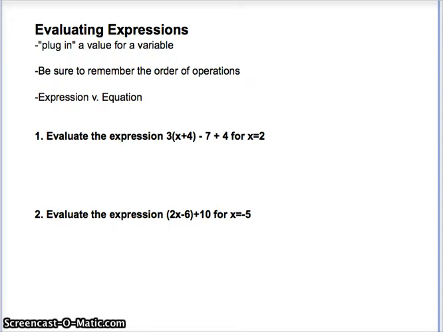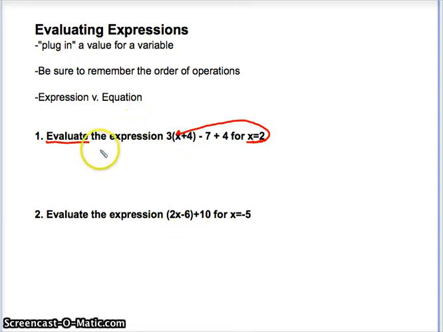Alright, on to the first example. In the first example, it says to evaluate the expression, and let's stop right there. Evaluate means we're going to assign value. Your answer is going to be a number. Alright, we're going to evaluate the expression 3 times the quantity x plus 4 minus 7 plus 4 for x equals 2. So I'm going to take the number 2, since that's what x is equal to, and plug it in to my expression.